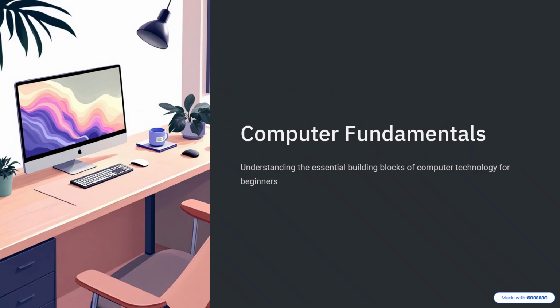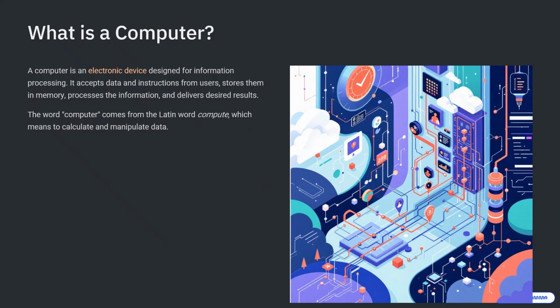Computer Fundamentals, that is, understanding the essential building blocks of computer technology for beginners. So first of all, what is a computer? A computer is an electronic device that is used for information processing. It accepts data and instructions from the user, stores them in its memory, processes the data and instructions, and gets the desired results to the user. This is the definition of the computer system.